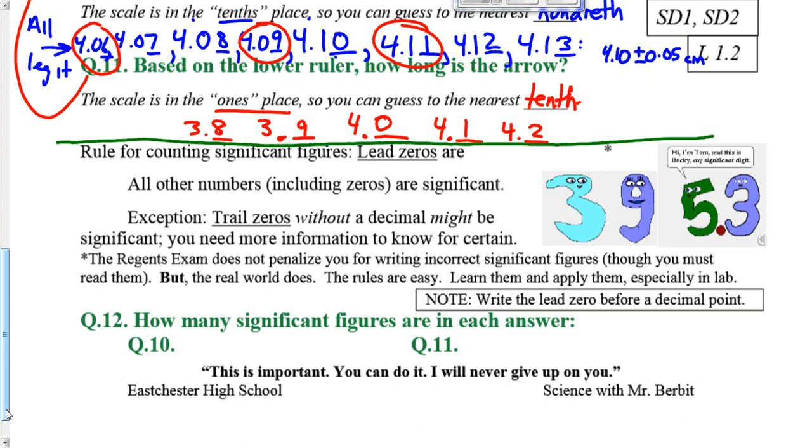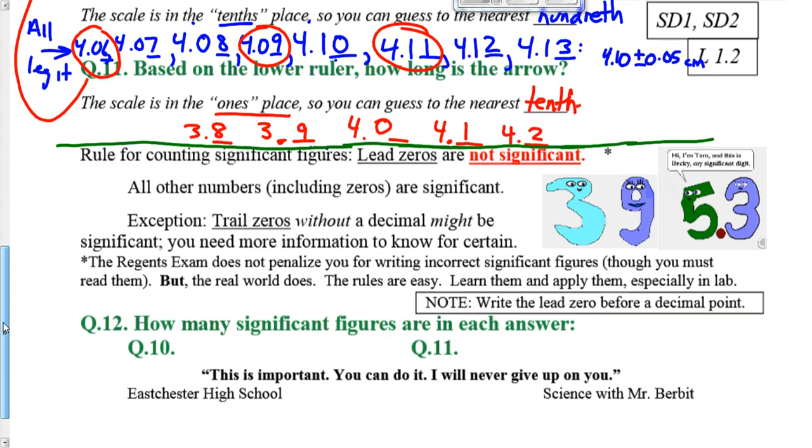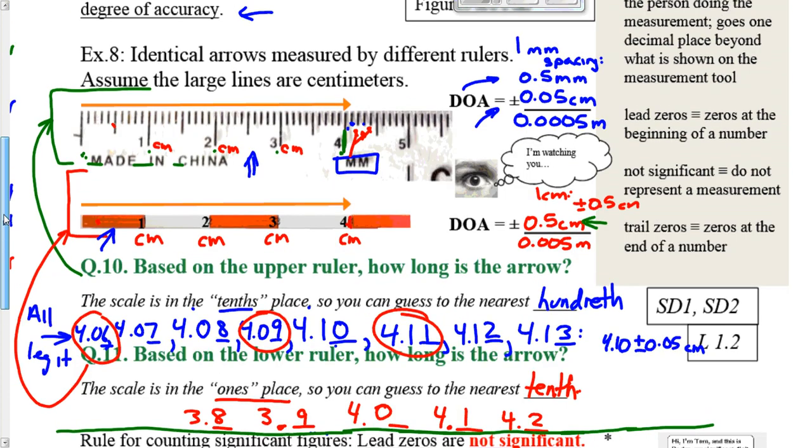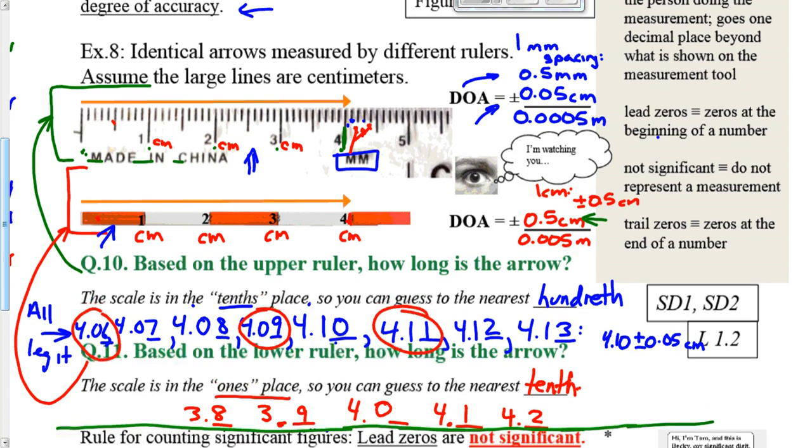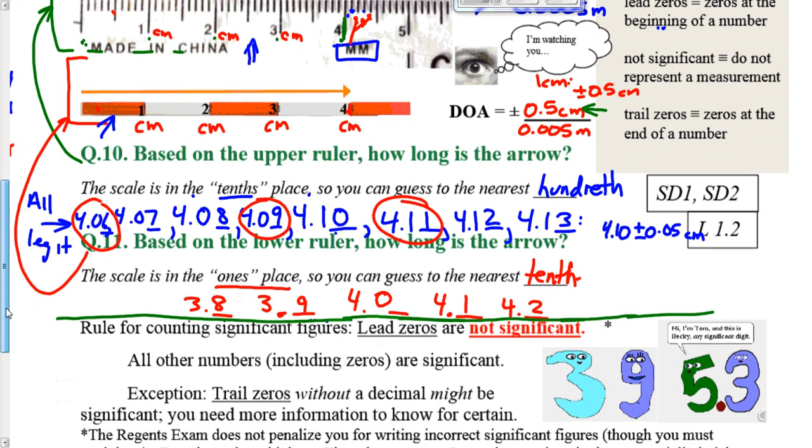Once you have a number, how many sig figs are there? Well, you probably learned 3 or 4 sig fig rules. I don't know why you learned 3 or 4, maybe 5. You really only need 1, and here it is. Lead zeros are not significant. There's the rule you need. Now, of course, what's a lead zero? If you look on the side there at our vocab bar, you will see a lead zero is a 0 at the beginning of a number. So, lead zeros are not significant.